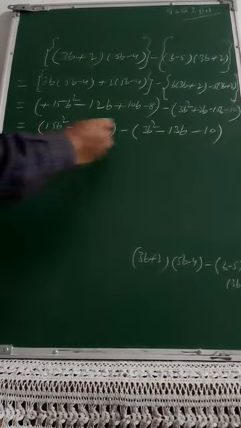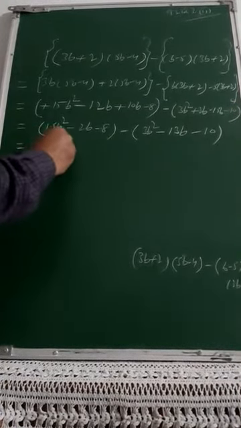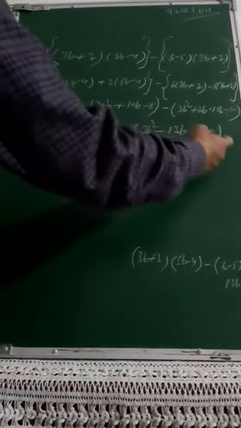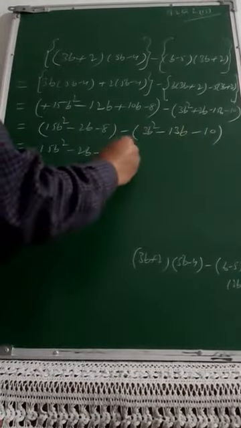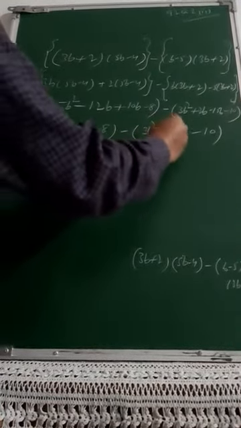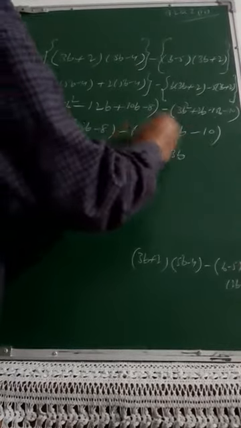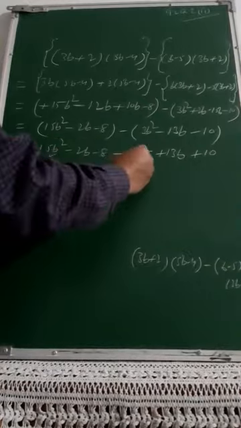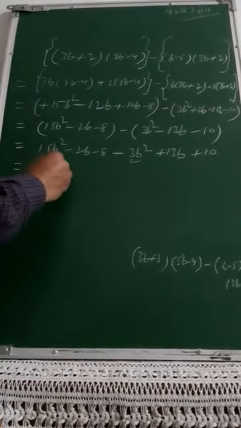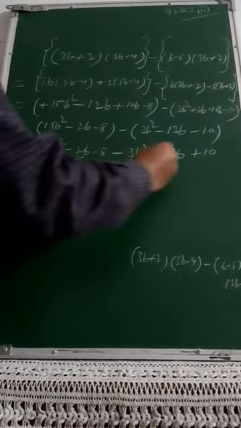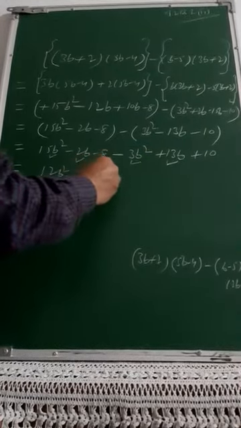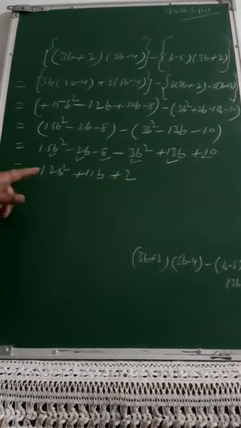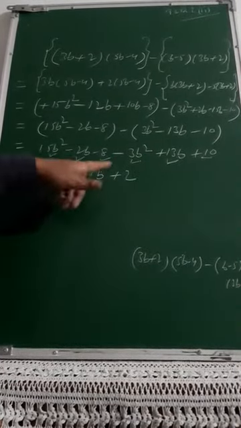Now again you can solve these brackets. 15b square minus 2b minus 8. Now minus sign is there outside the bracket. When you are opening the bracket, you will change all the signs here. Minus 3b square plus 13b, and then it is plus 10. Now again like terms. 15b square minus 3b square, so this is 12b square. Minus 2b plus 13b is plus 11b, and plus 10 minus 8 will give you plus 2. So this will be the answer, 12b square plus 11b plus 2.